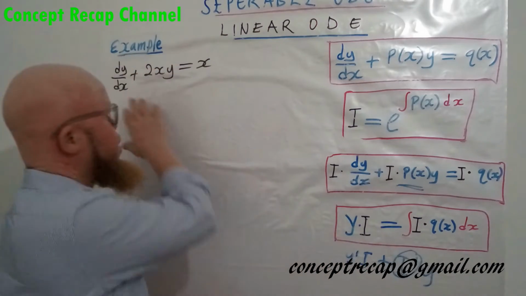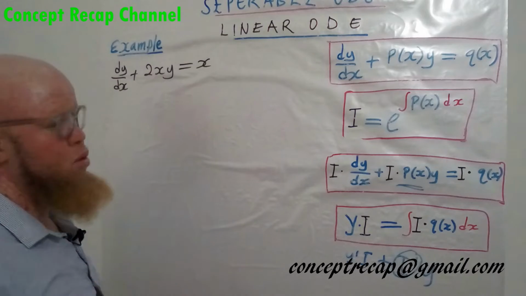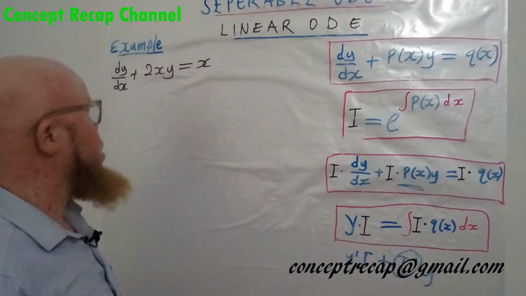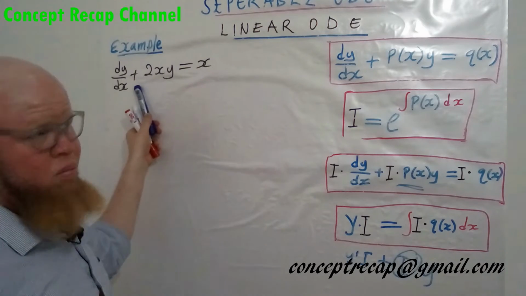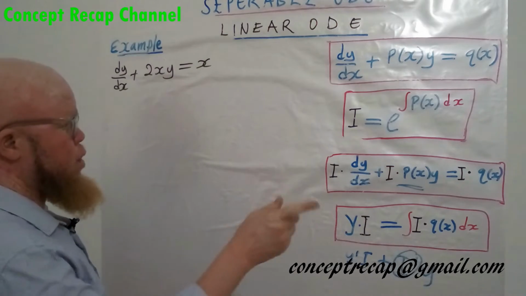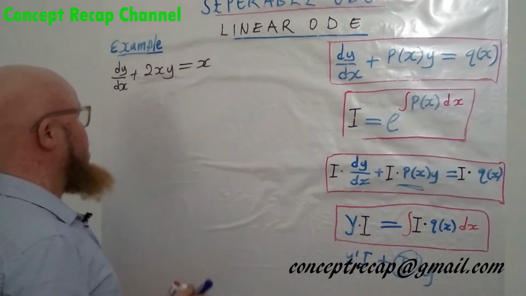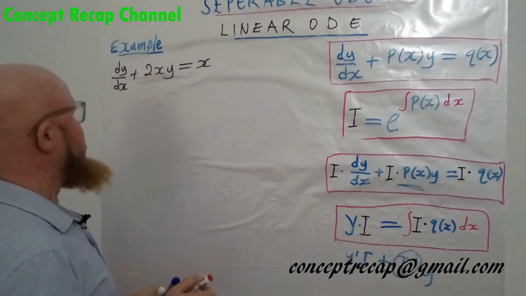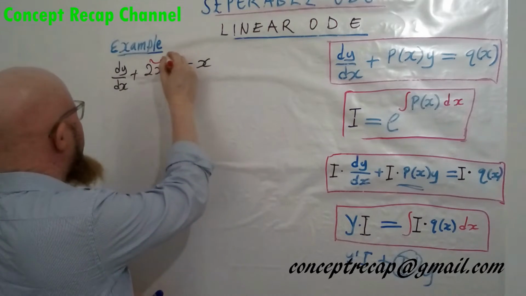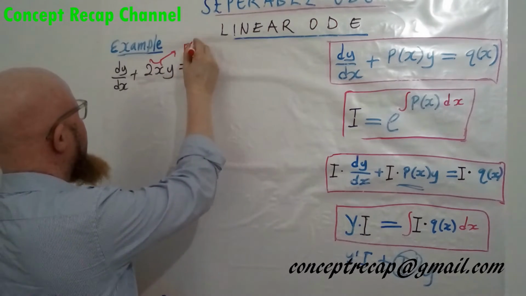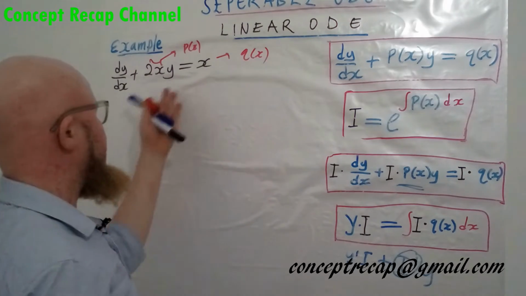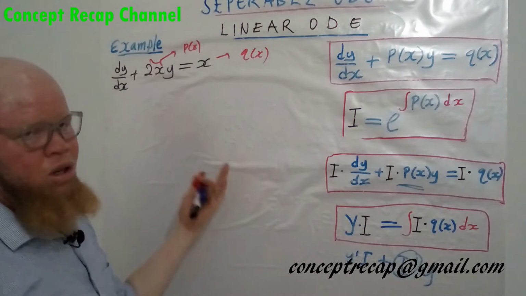So let's apply what I've explained to this example, then you appreciate what I was trying to say. We have dy/dx plus 2xy is equal to x. That's our question. The first step is to identify p of x and q of x. Easily, you have this 2x here, that's your p of x, and this x is your q of x. Is it in standard form? Yes, it's in standard form.